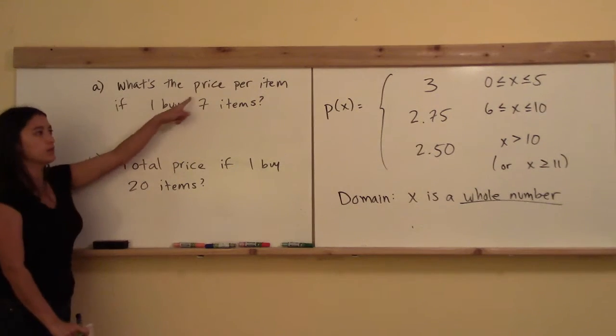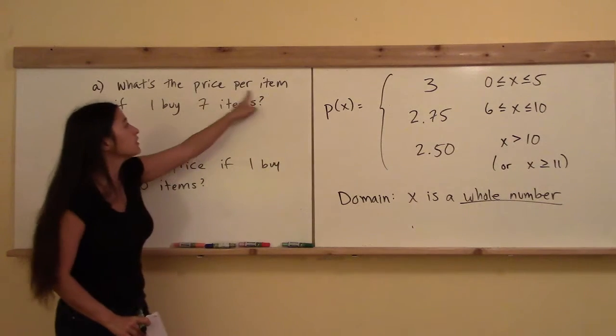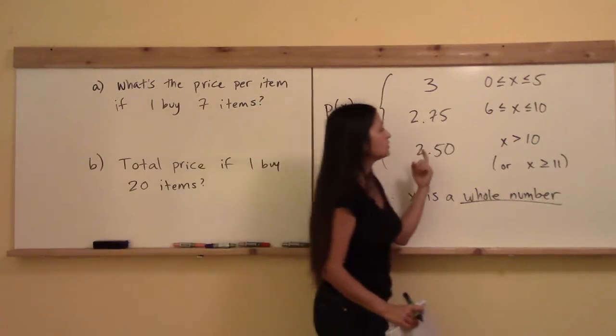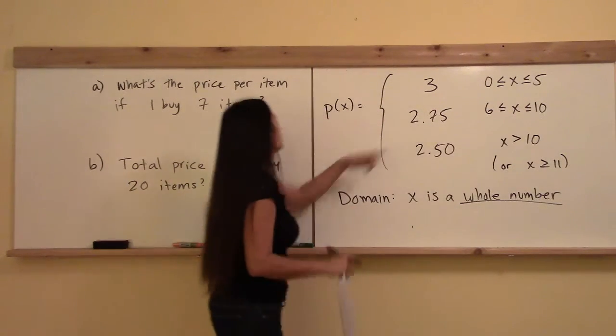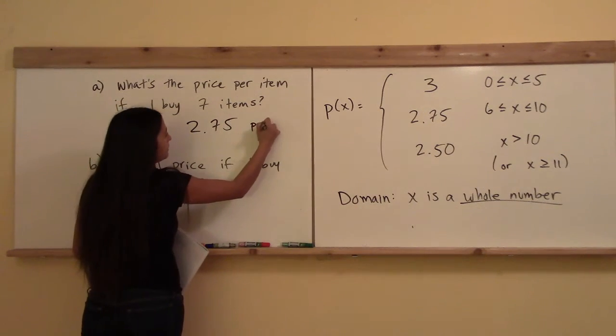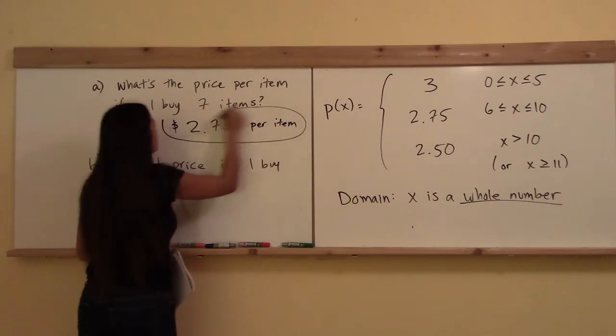Okay, so price per item, that's actually what the function is defined as. So the answer for a price per item question would be just take the 7 and go here and say which category does 7 fall into. Goes right there. So the answer is the output right there. So $2.75, and that's the per item price. Okay, so that would be the answer there.